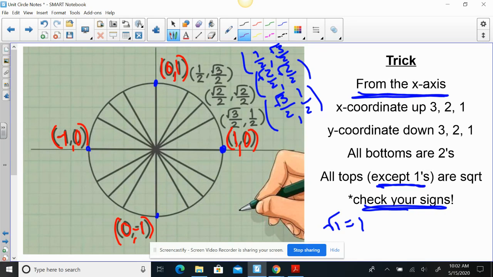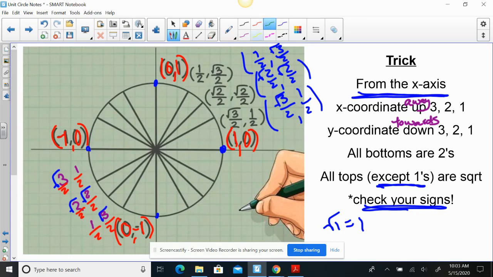So I want to come from the x-axis. This time I'm going to do the ones in quadrant 3. So from the x-axis, x coordinate up, so I'm going to go 3, 2, 1. And by up, I just really mean away from the x-axis. So I guess I should say away. And then this one would be towards. So now my y coordinate, I'm going to count back down, 3, 2, 1. All of my bottoms are going to be 2s. And then all of the tops, except for 1s, are going to be square root.